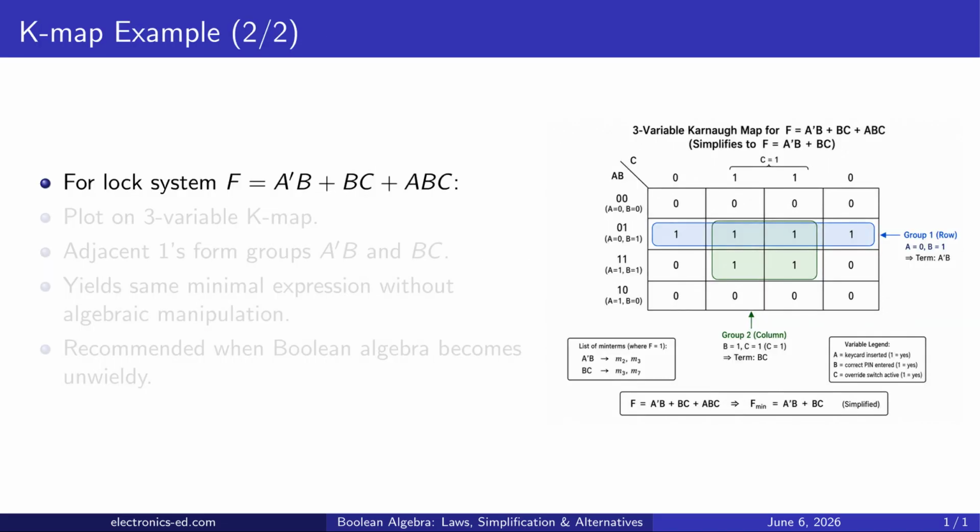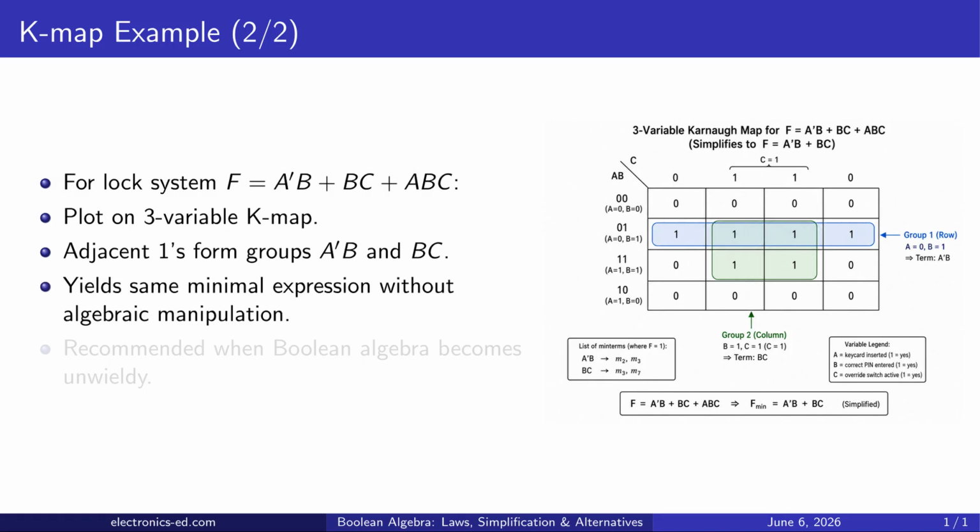Let's apply the K-map method to our lock system expression F equals A prime B plus BC plus ABC. First, plot the truth table values onto a 3-variable Carnot map. The adjacent ones form 2 groups, which correspond to the terms A prime B and BC. This yields the same minimal expression we found earlier, but without any algebraic manipulation. I recommend using Carnot maps whenever Boolean algebra becomes too unwieldy.